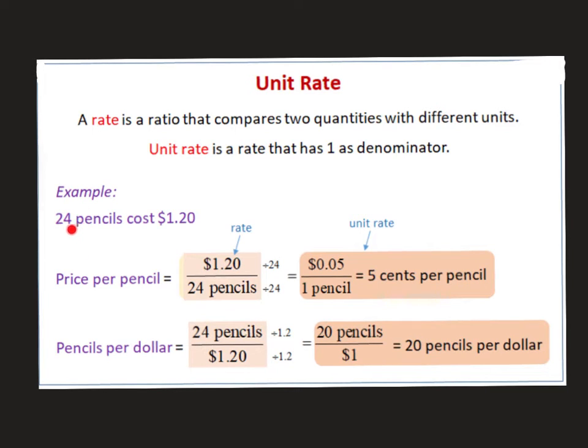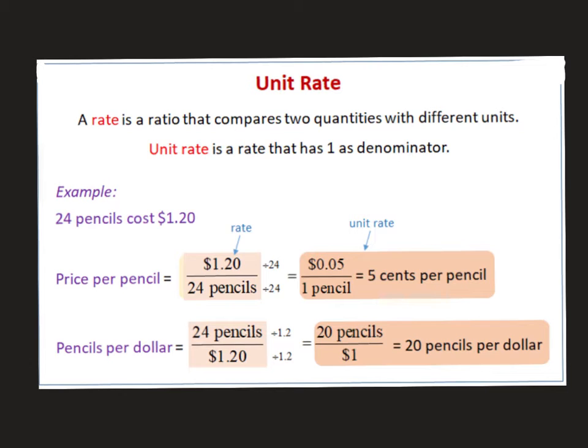So for example, if we could get 24 pencils for $1.20, price per pencil, and remember the fraction bar says per, so $1.20 per 24 pencils. So the idea is if we want to get our denominator as 1, well, 24 divided by what is 1 itself, and whatever you do to one you have to do to the other. So $1.20 divided by 24, that gives us 5 cents. So at this rate here, our package of 24 pencils for $1.20, that tells us that each pencil would be 5 cents.